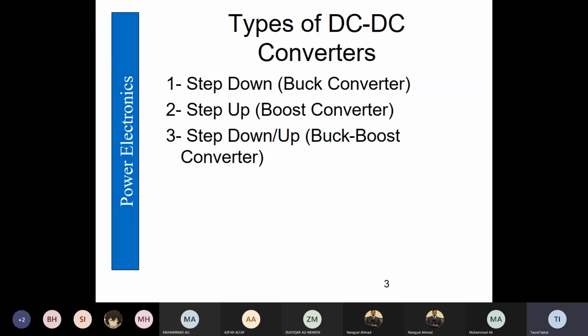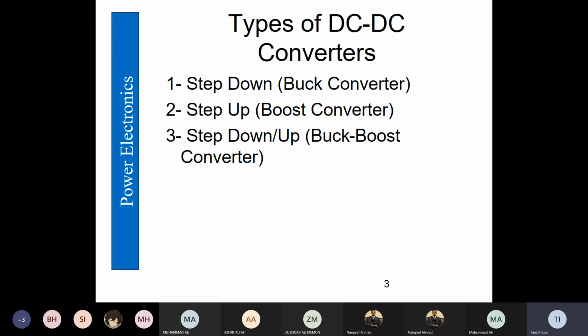So first we will discuss the non-isolated type of DC to DC converters. By non-isolated, I mean that the connection between input and output is a direct electrical connection, and there is no isolation whatsoever used to isolate input and output voltage. ठीक है? So input और output voltage जो है वो electrically आपस में connected होते हैं.